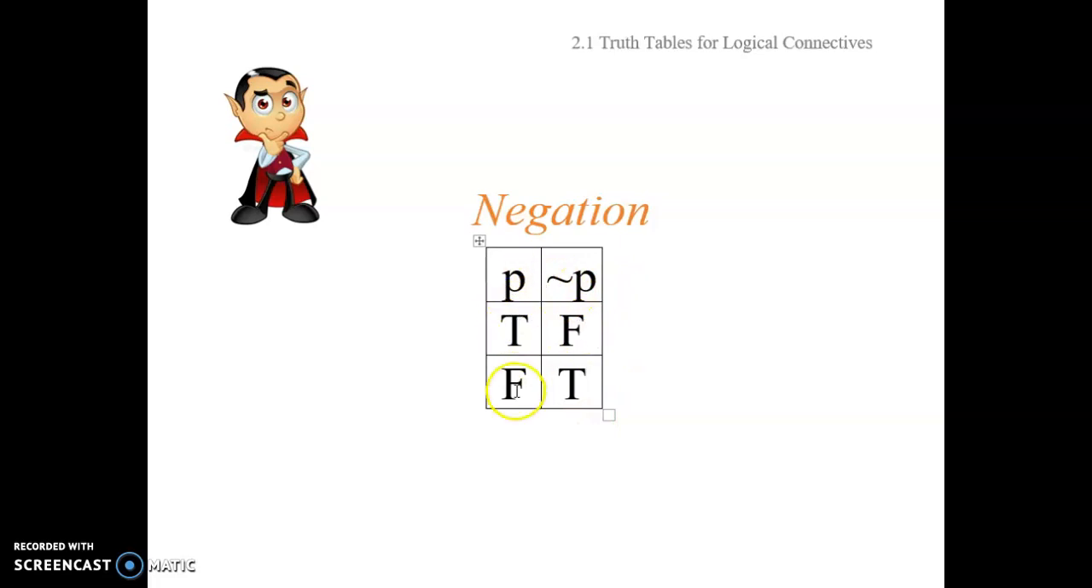It takes a true one and makes it false, takes a false one and makes it true. And since under bivalence, we've exhausted every possibility, P can be either true or false, and nothing else is possible, right? We haven't left anything out. This completely defines negation. It tells us how it behaves for any assignment under bivalence, all right? And so we can define negation in this way using a truth table and our propositional variables or our forms. All right. And we can do the same thing with the other logical connectives other than negation.